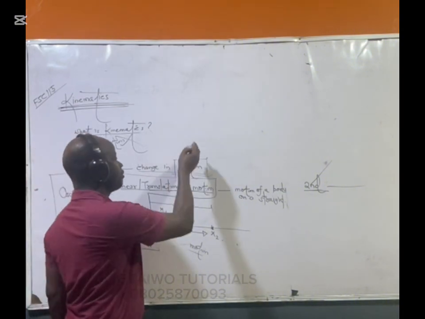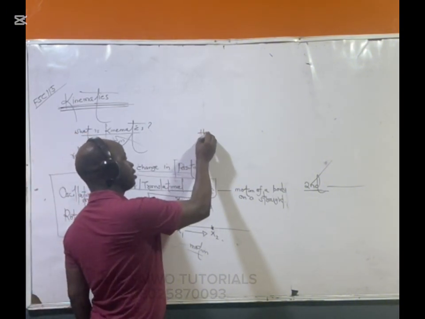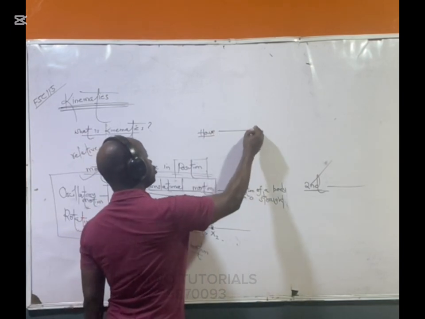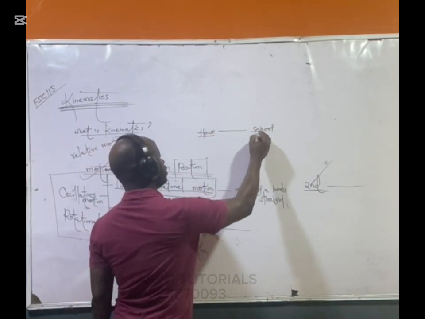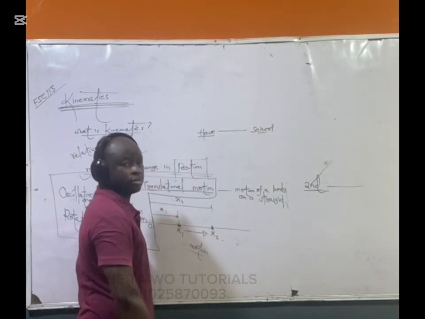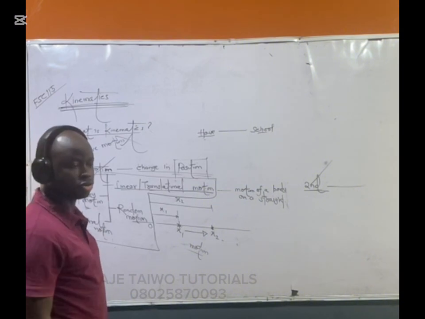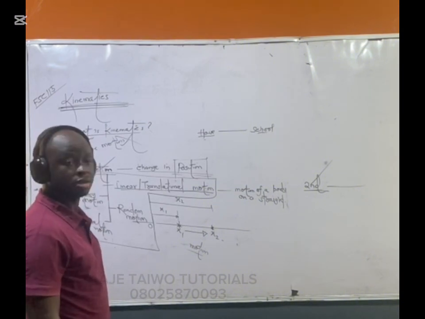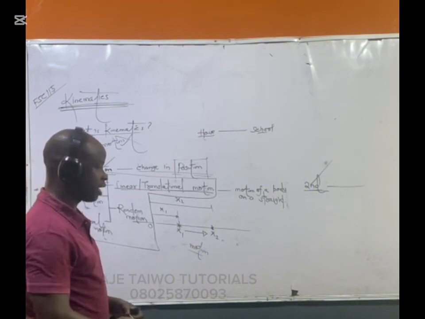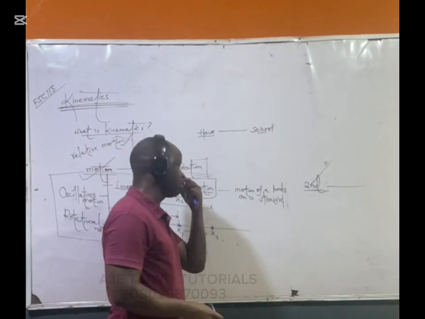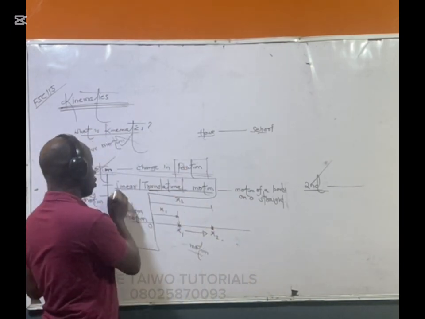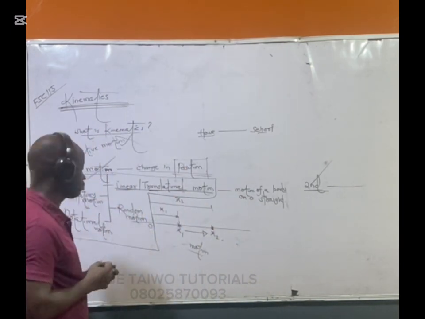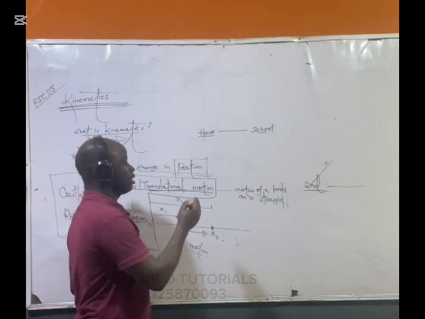For example, going from your house to school is a linear motion. It's a motion on a straight line. Any motion on a straight line is called translational or linear motion. Then I will go to the next one.